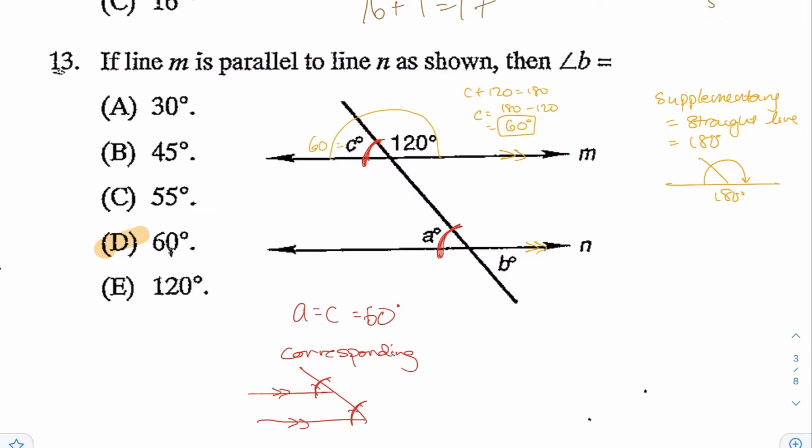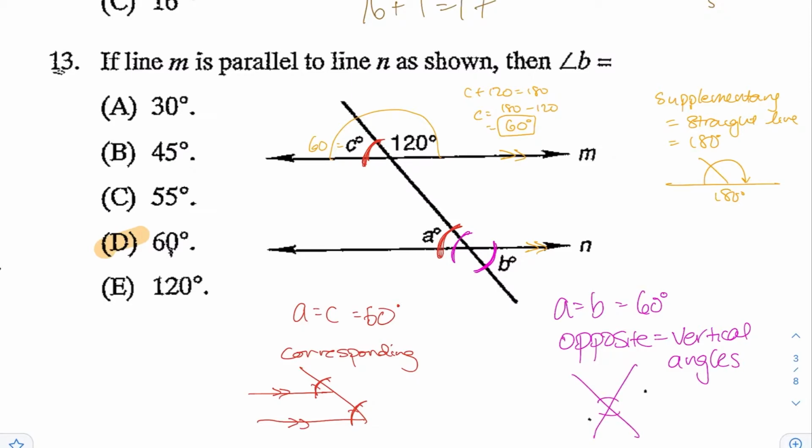Now, next up, to get angle B, angle A and angle B are also equal because A and B are opposite angles or vertical angles. And opposite angles or vertical angles, they form this letter X, and they are equal.